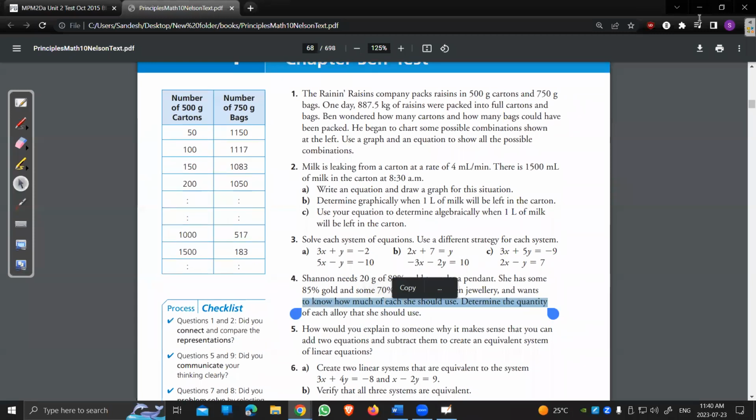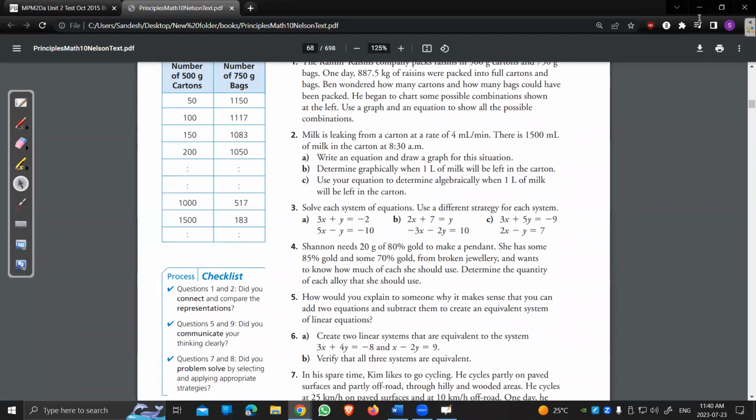See, this one's talking about gold. This is the exact same equation. X plus y is going to be 20, and 0.85x plus 0.70y is going to be 20 times 0.80. And that's it.